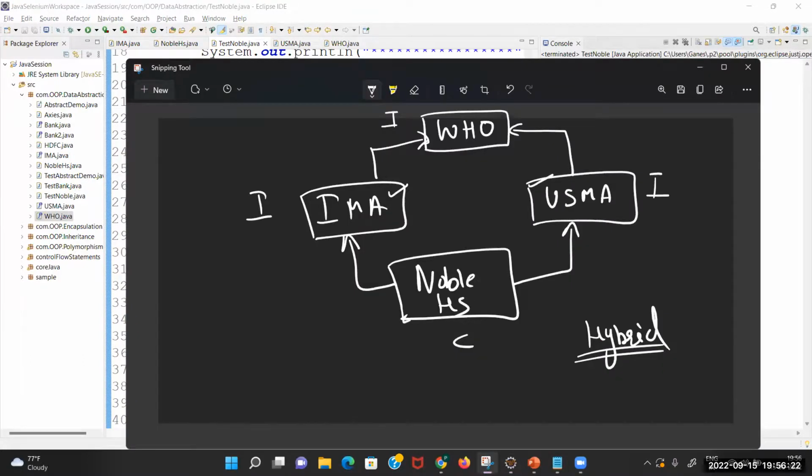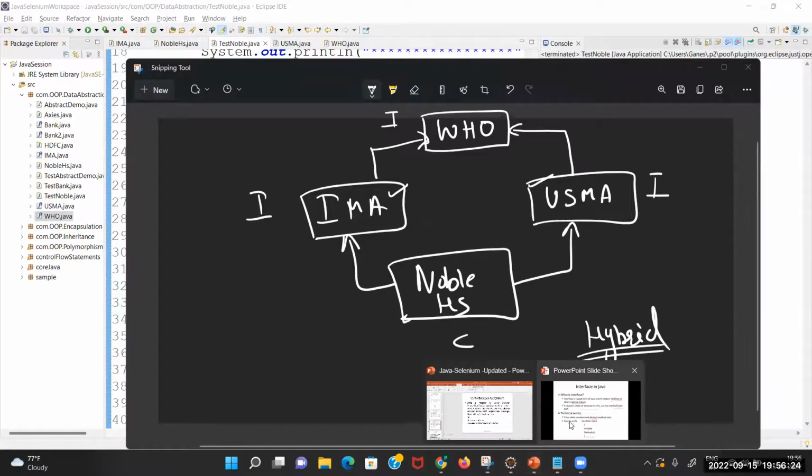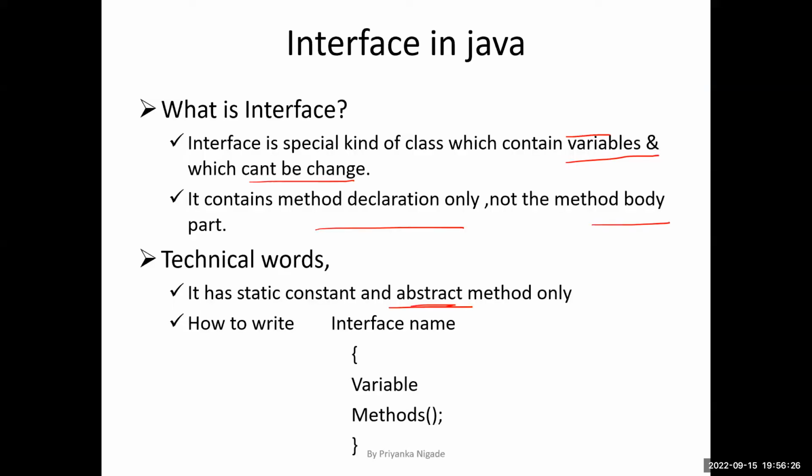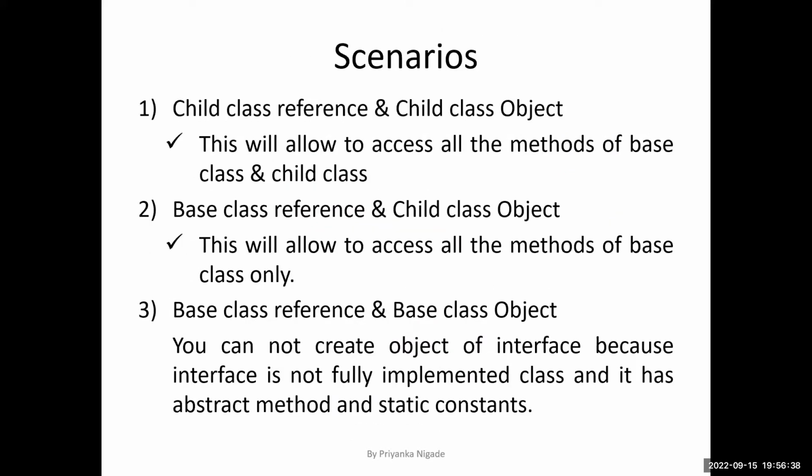The point is clear. What is interface? So I can say it is a special class where you can represent all the data which is by default static and final data, and methods which are nothing but by default abstract methods. And see, this is the rule. One class can extend another class, right? So basically these are the scenarios. Whenever child class reference, child class object, you can call everything from child and the parent. Parent class reference, child class object, you can call everything from parent, but you will get the overridden method.